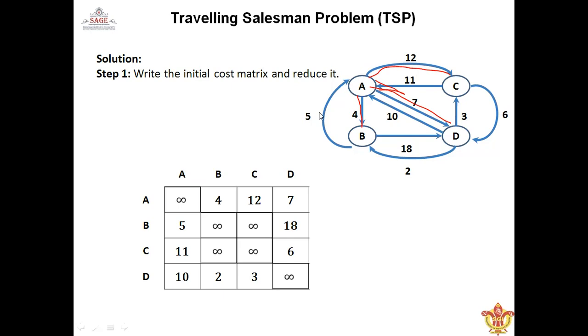Now B to A is 5, this path. B to B is infinity. Again we are assuming that the distance from a node to itself is infinity. For B to C, there is no direct path, so the value will be infinity. Similarly, we are going to make this matrix. That is the adjacency matrix.